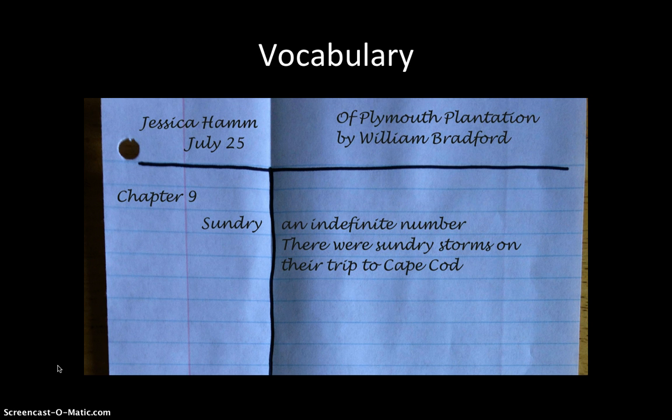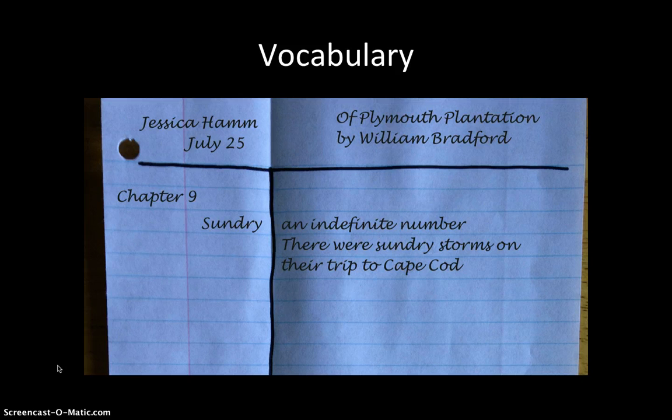Okay, so here we have chapter 9. So I know that sundry is at the beginning of chapter 9. I wrote sundry down on the left-hand side of that line, and then I have the definition, an indefinite number, to the right. I also, underneath the definition, put there were sundry storms on their trip to Cape Cod.